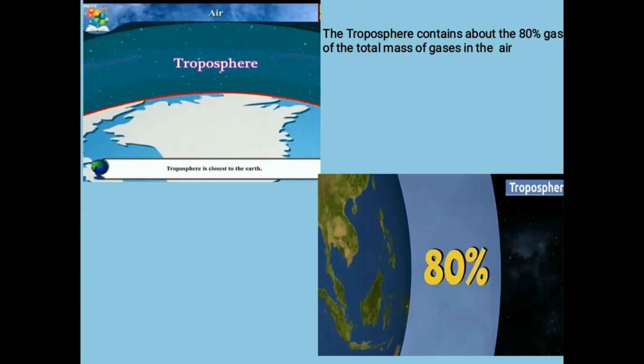Now, let us observe the proportion of various gases in the atmosphere. The first layer of the atmosphere is the troposphere. The troposphere is closest to the earth and it contains about 80% of the total mass of gases in the air.